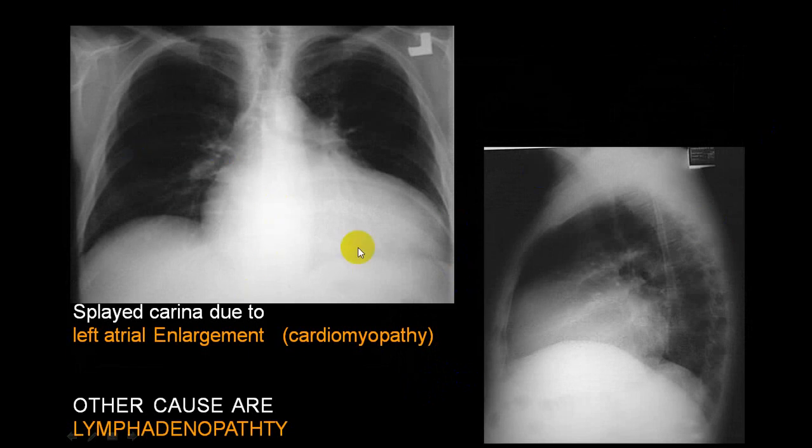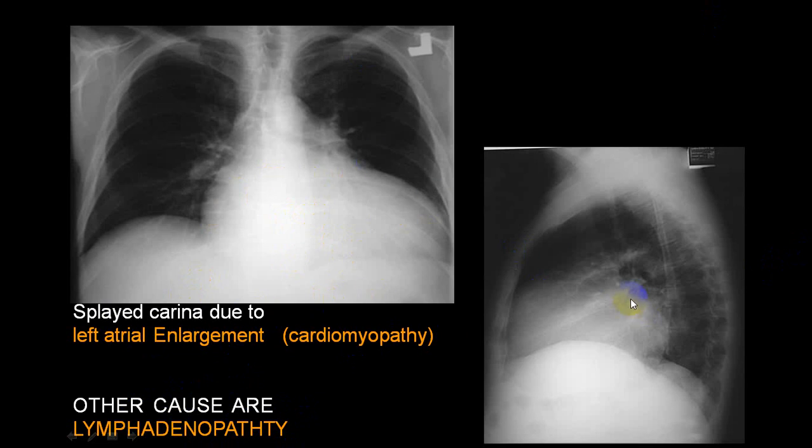Now if you see here, this is cardiomegaly, and with that cardiomegaly, if you see the angle, it is wider, and this is because of a left atrial enlargement. Splayed carina due to left atrial enlargement, and this is cardiomyopathy, and sometimes it can be because of lymphadenopathy. The common cause is lymphadenopathy rather than left atrial enlargement. So that will be there.